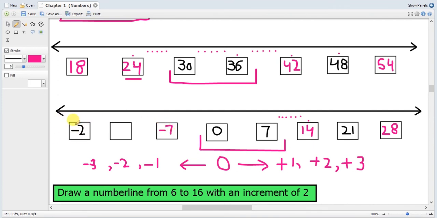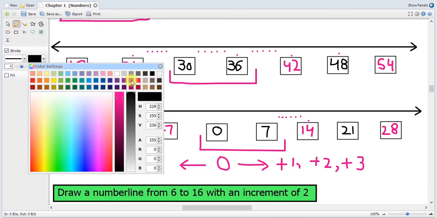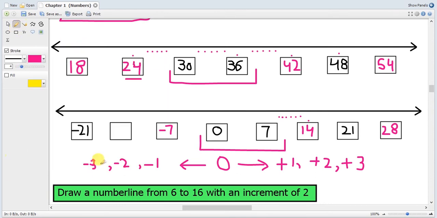Over here this is a typing mistake in the question. Let me correct it. This is not 28, actually this is not minus 2, this is minus 21. Okay, only in that case you will be getting your question right. So this is a mistake in the question.